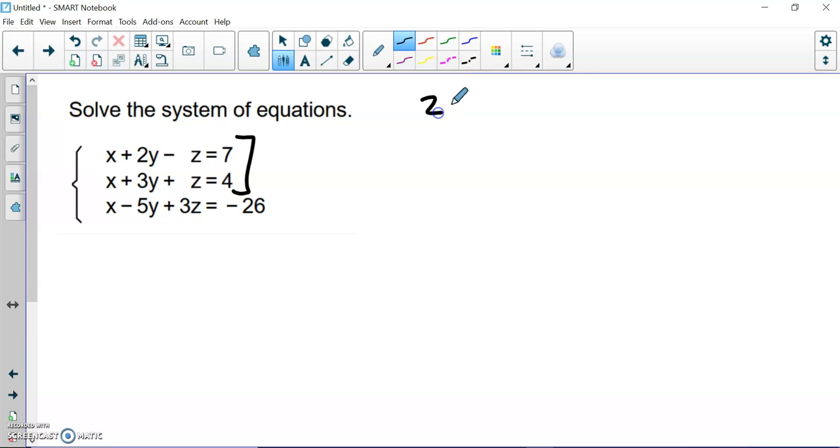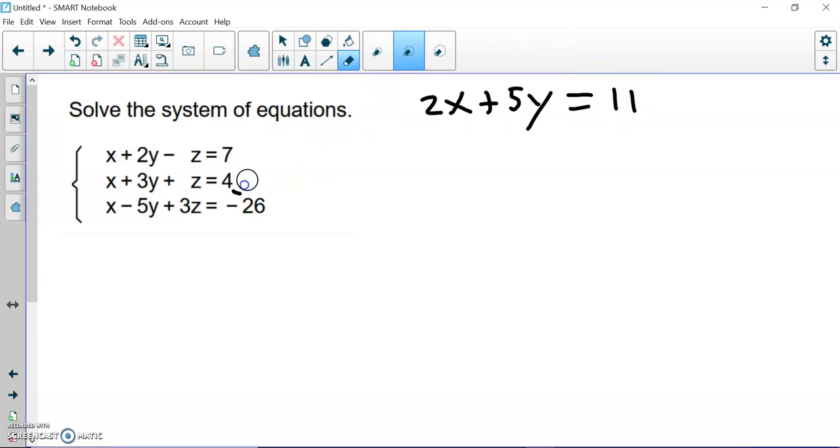If I add those up, I get x plus x is 2x. I get 2y plus 3y is 5y. My negative z plus my positive z is gone. And then I get 7 plus 4 is 11. So now that I've made that choice, and you could have focused on a different variable, x, whatever, I chose z's.